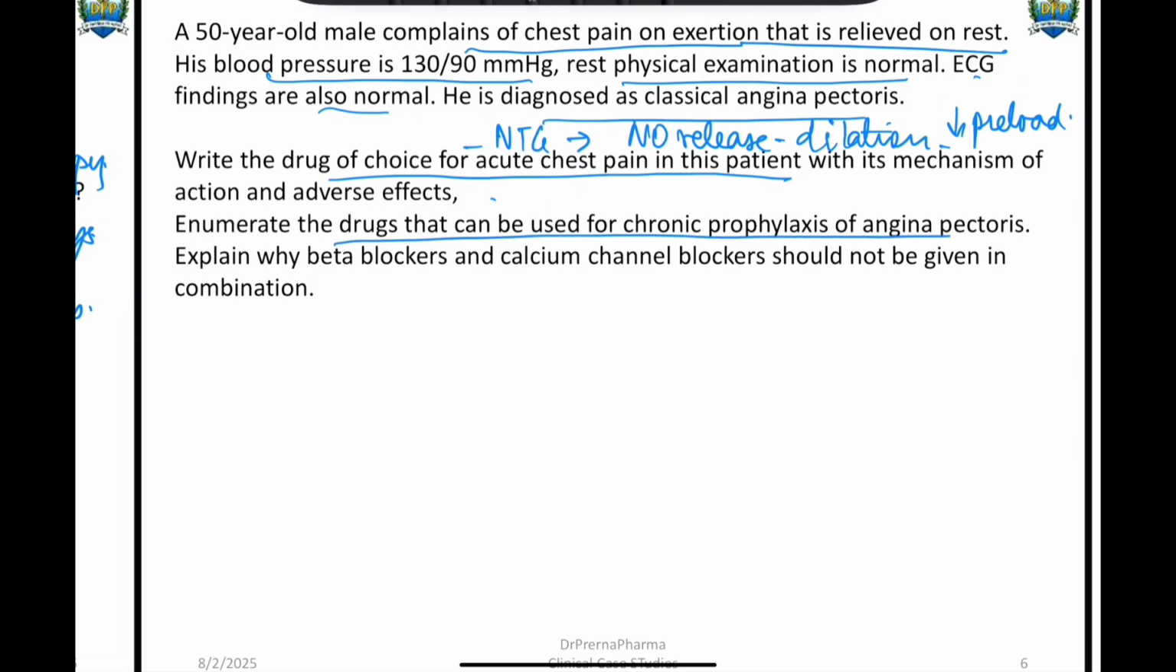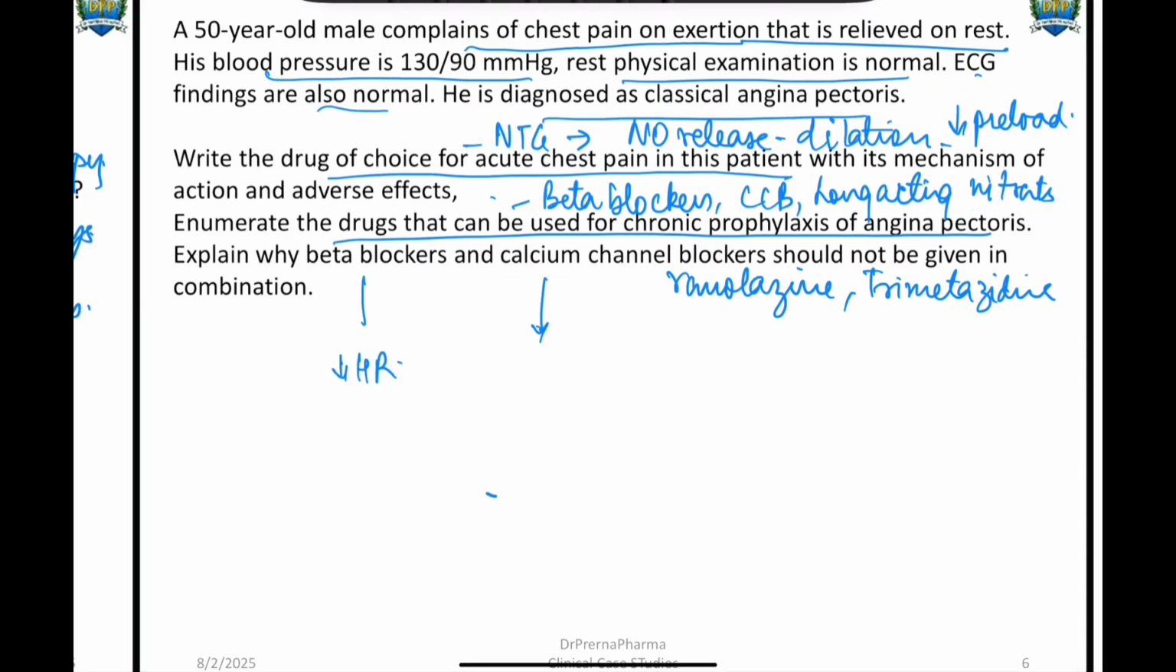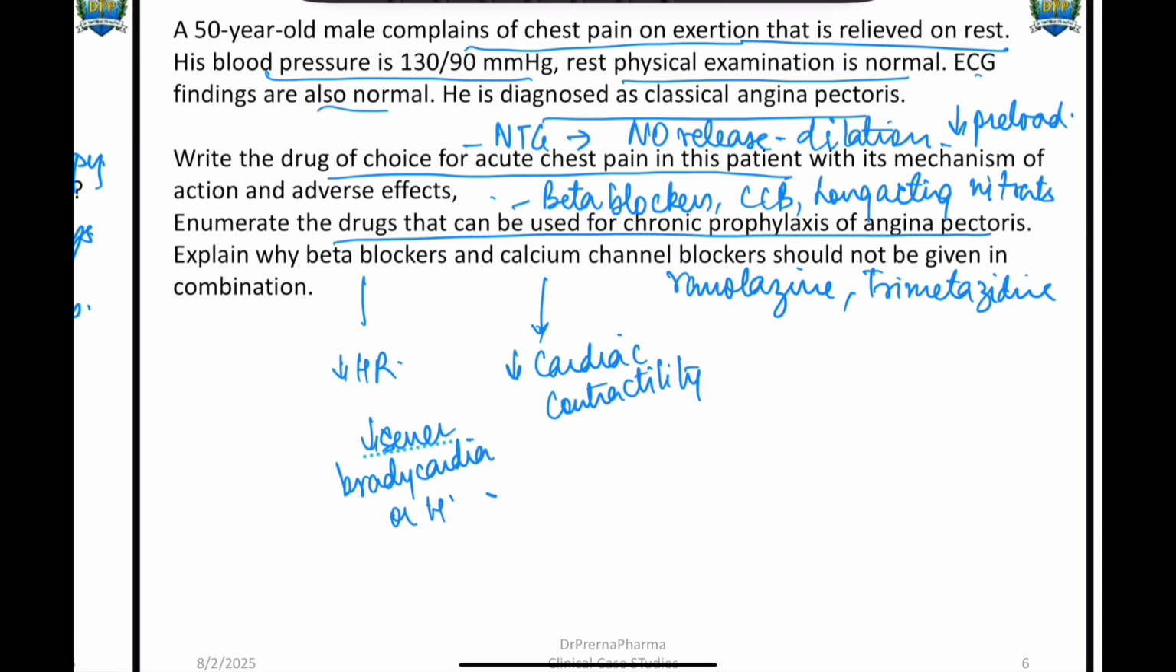Enumerate the drugs that can be used for chronic prophylaxis of angina pectoris. So drugs that can be used in prophylaxis are beta blockers and CCBs, then long-acting nitrates, then we have ranolazine and trimetazidine. So these are the drugs which can be used for chronic prophylaxis. Explain why beta blocker and CCB should not be given in combination. Now beta blockers reduce the heart rate. CCBs can also reduce the cardiac contractility, the drugs which act specifically on the heart, like verapamil. So then there is a risk of severe bradycardia or heart block. So that is why CCBs are not combined with beta blockers.